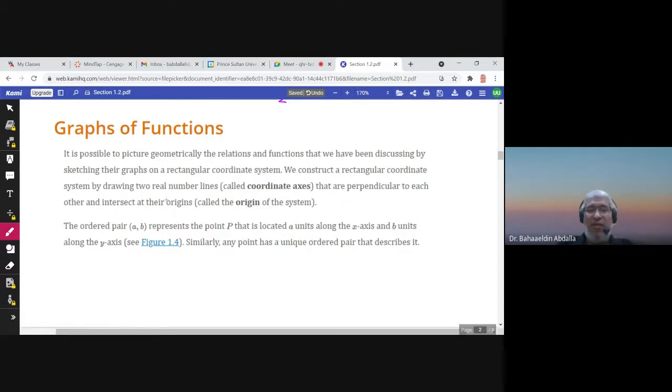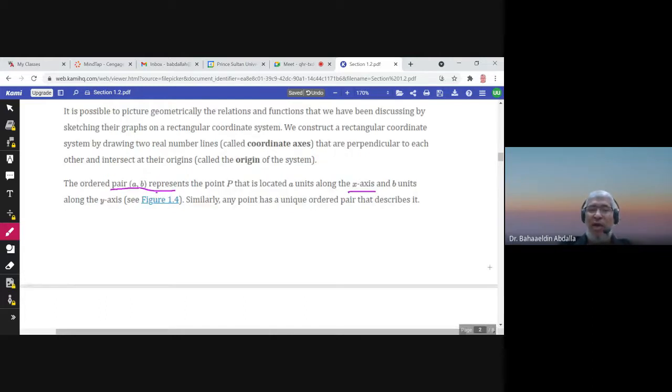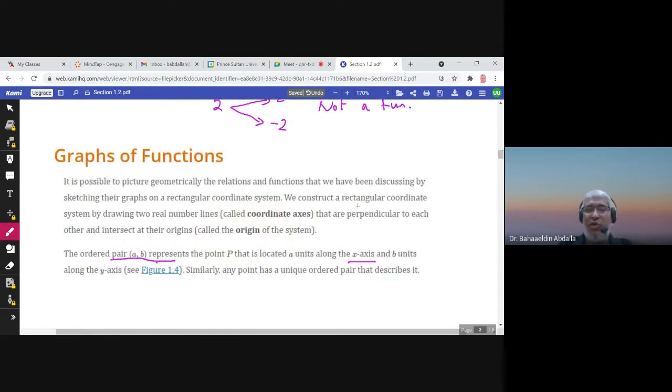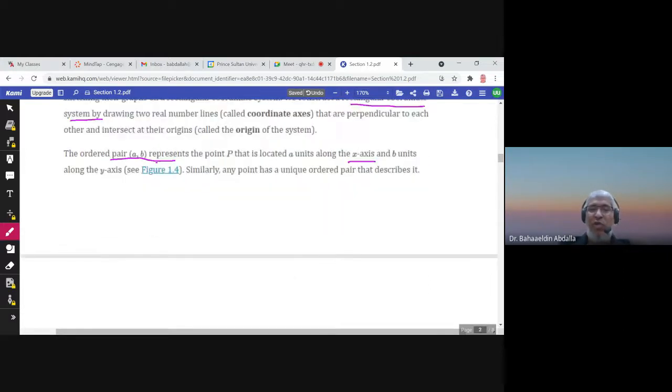We can graph the function by graphing the ordered pairs that represent the function. Always, the first value we put along the x-axis, and the y value along the y-axis. So this is called a rectangular coordinate system. We draw two perpendicular lines. This represents the x-axis, and this represents the y-axis.